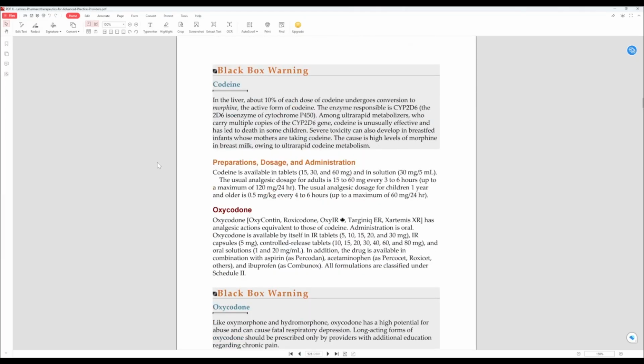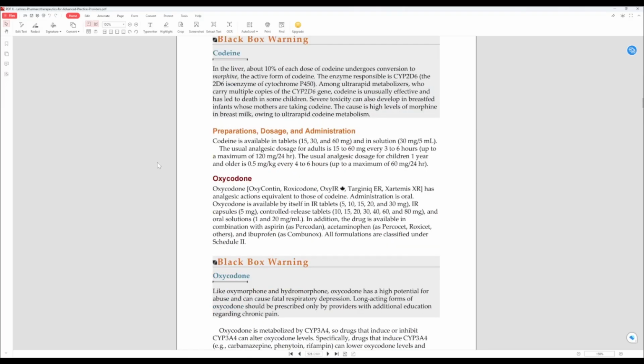So, the black box warning on codeine. In the liver, 10% of each dose of codeine undergoes conversion to morphine, the active form of codeine. The enzyme responsible is CYP2D6. Among the ultra-rapid metabolizers, who carry multiple copies of the CYP2D6 gene, codeine is unusually effective and has led to death in some children. Severe toxicity can develop in breastfed infants whose mothers are taking codeine. The cause is high levels of morphine in breast milk, owing to the ultra-rapid codeine metabolism.